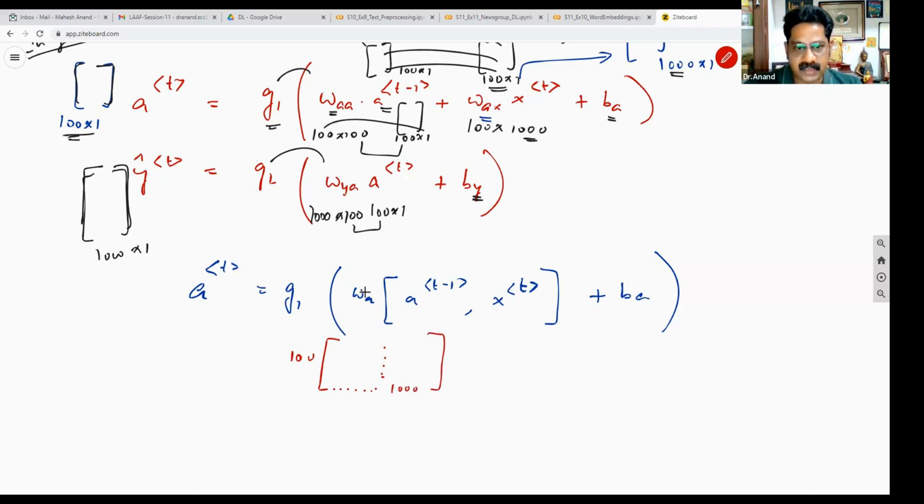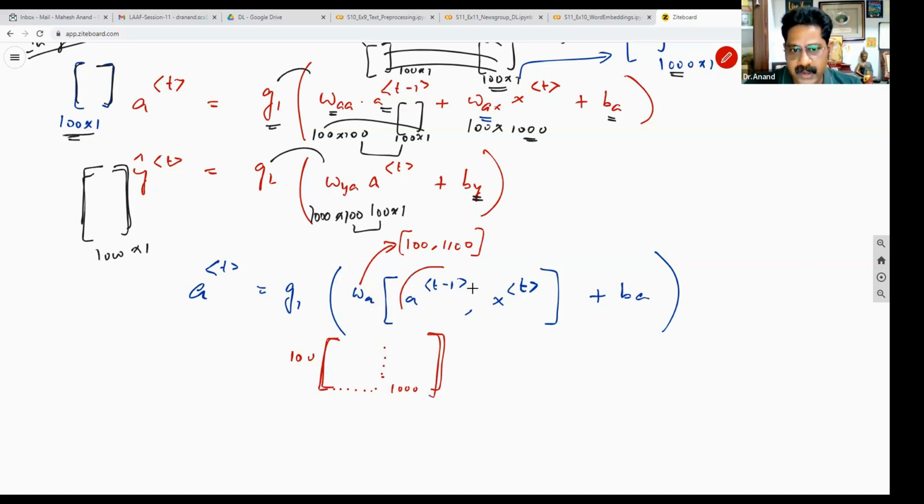So can you tell me the effective size of WA? 100 by 100 by... 100 by 1100, isn't it? Am I right? Because you have concatenated, 100 extra columns will come, right? So the WA you can concatenate like this is a common weight matrix. Now it is going to act as a common weight matrix, 100 by 1100.